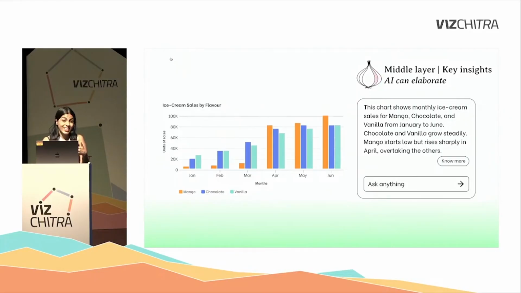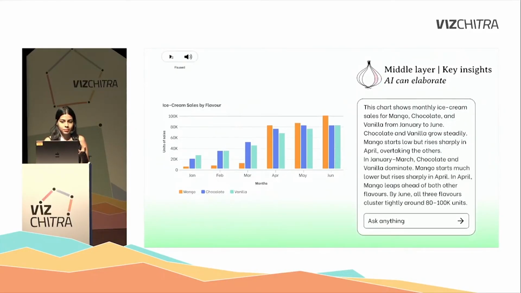And so this, the AI can elaborate. "In January to March, chocolate and vanilla dominate. Mango starts much lower, but rises sharply in April. In April, mango leaps ahead of both other flavors. By June, all three flavors cluster tightly around 80 to 100K units." And now, while this gives you high-level patterns, insights, you can also have a very specific need.